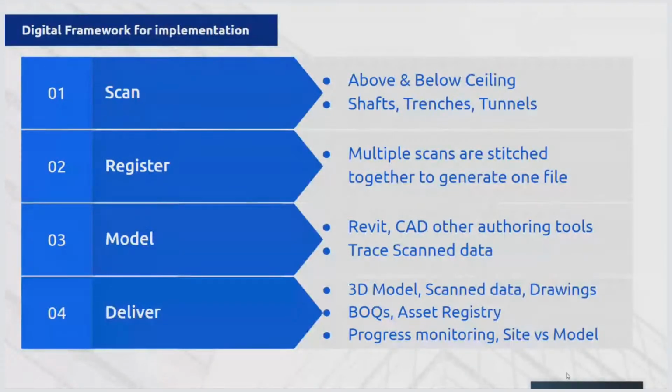So first is the scanning process. Here we can do above-ceiling and below-ceiling scanning. We can scan shafts, trenches, tunnels, and then comes the registration part. Registration is where multiple scans are stitched together to generate one file. Then the modeling team picks this registered file and uses different tools to convert it into a 3D model. Once it is converted into a 3D model, we can extract drawings, BOQs, do comparisons, and have the renovation design done. So all these things can be done. This is the framework used in any typical scan to BIM project.